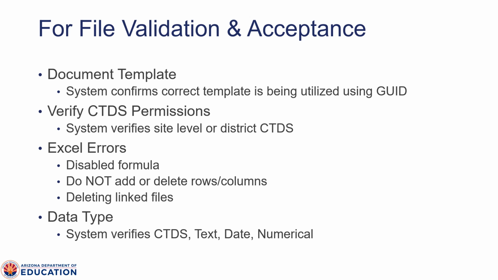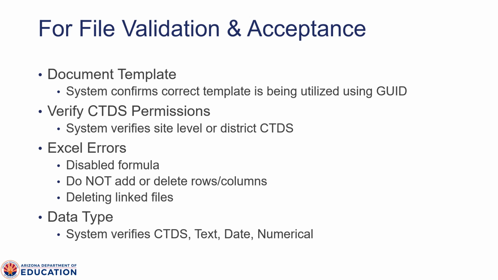which is data type. With data type, the ADE Connect budget system will verify that the expected type of value is input into each cell. The 4 types of data are CTDS, text, date, and numerical. Before submitting your files, make sure that all cells in your file have the expected value in them.